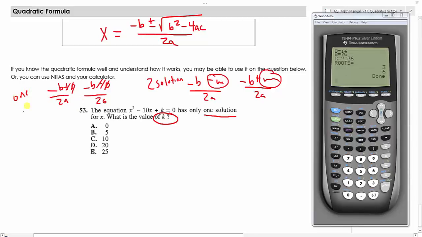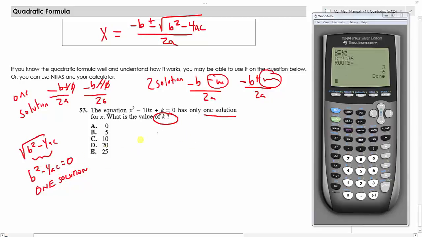That's one solution. So to summarize what I just said, if the stuff under the square root, which is b squared minus 4ac, this is called the discriminant, by the way. You might remember that from math class. If your discriminant equals 0, that means you only have one solution. If the discriminant equals a positive number, it means you have two solutions. And actually, if your discriminant is negative, it means you have non-real or imaginary solutions.